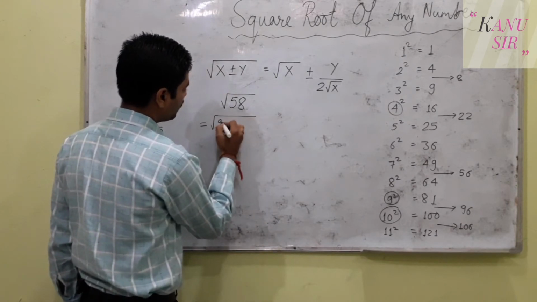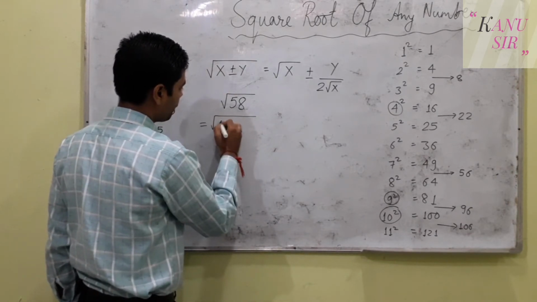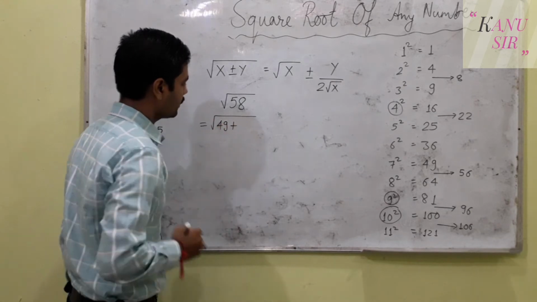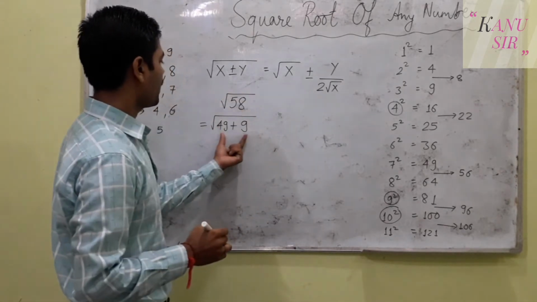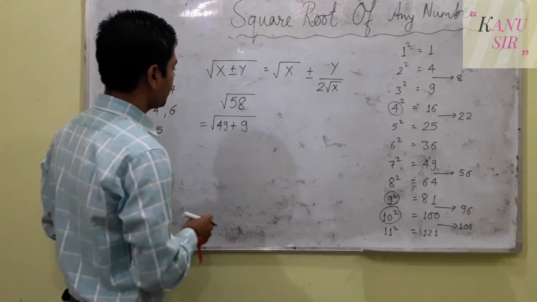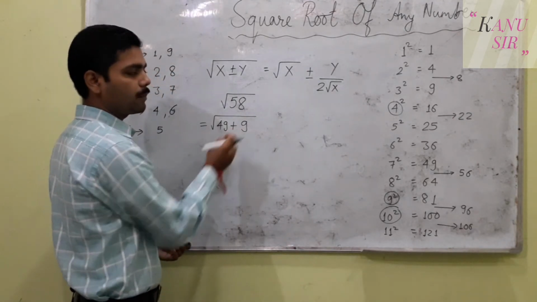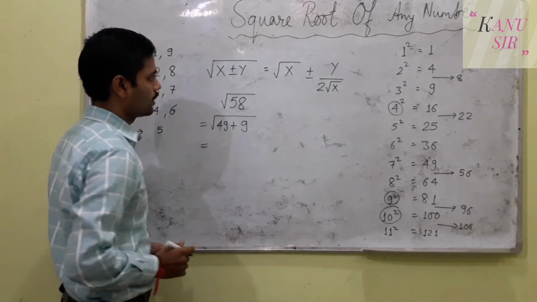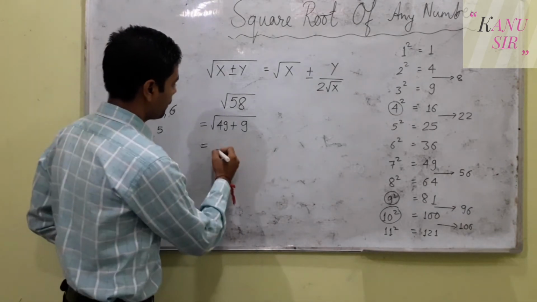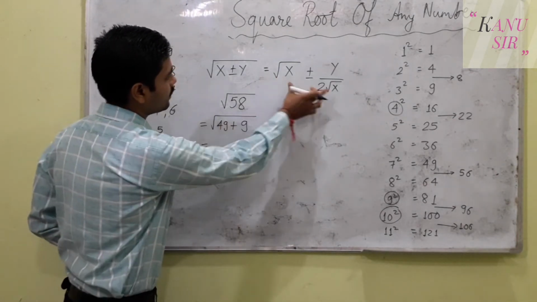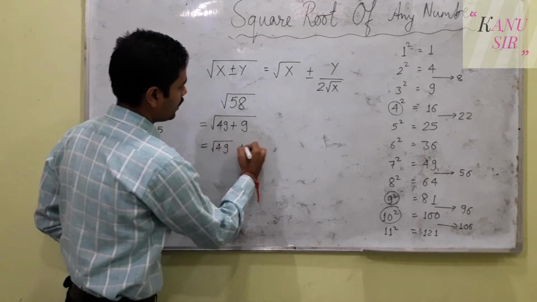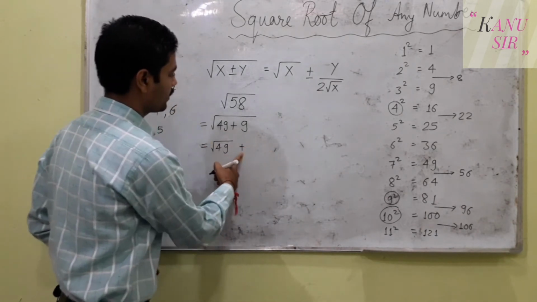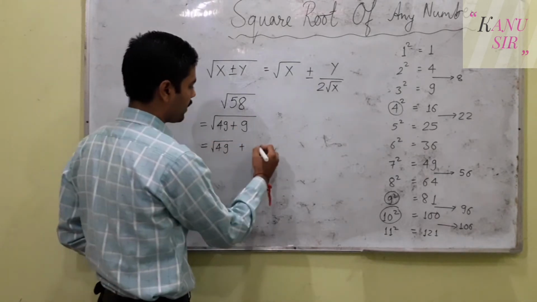So you can write 49 plus 9. Both of them are perfect squares. That is great. We may not always get one of the numbers as a perfect square, then we have to break it using the same formula: root 49 plus, because there is plus, here is plus. If there will be minus, then here it becomes minus.